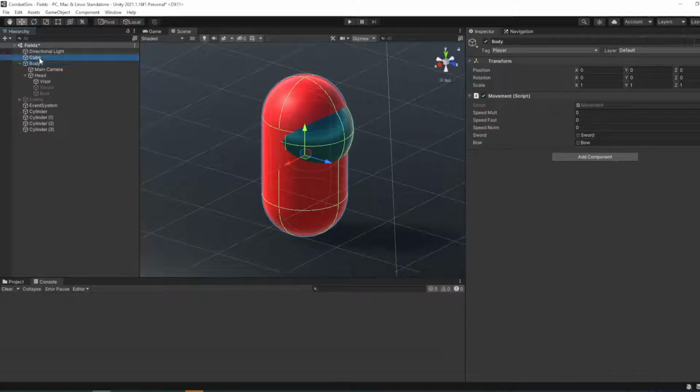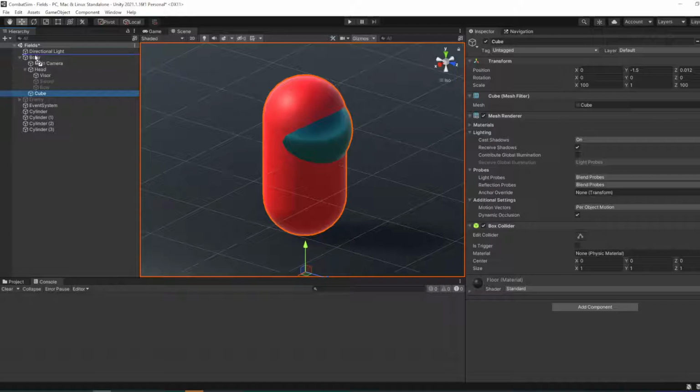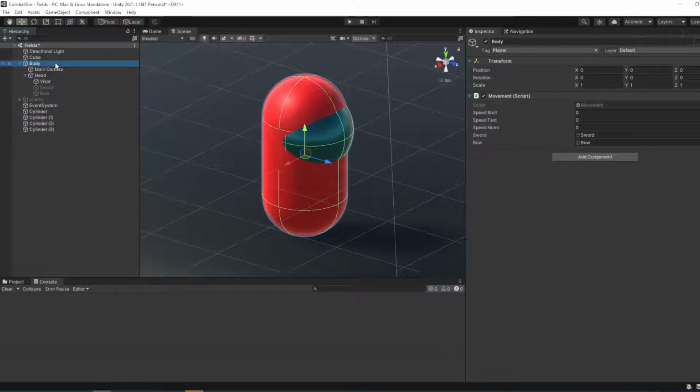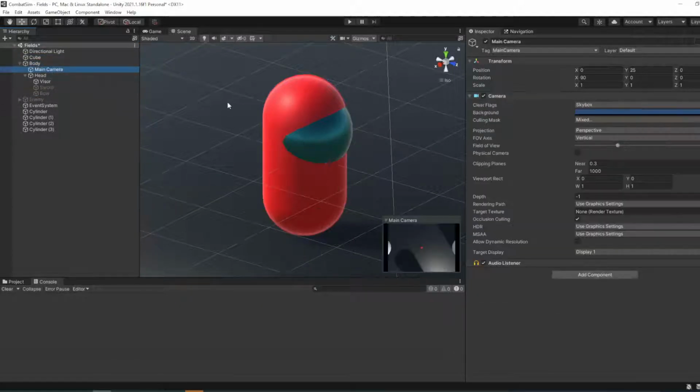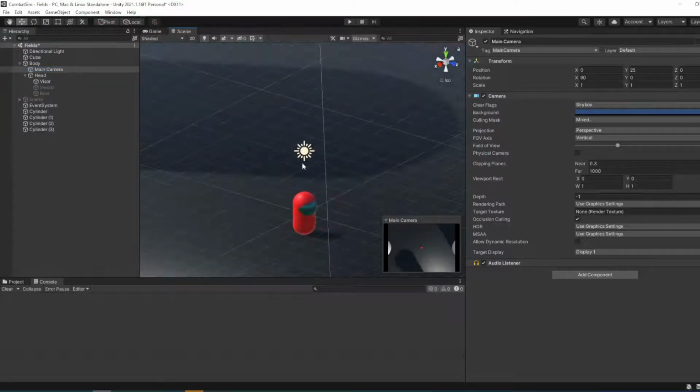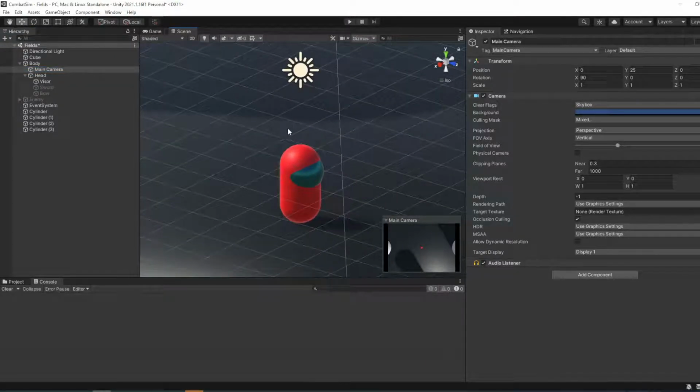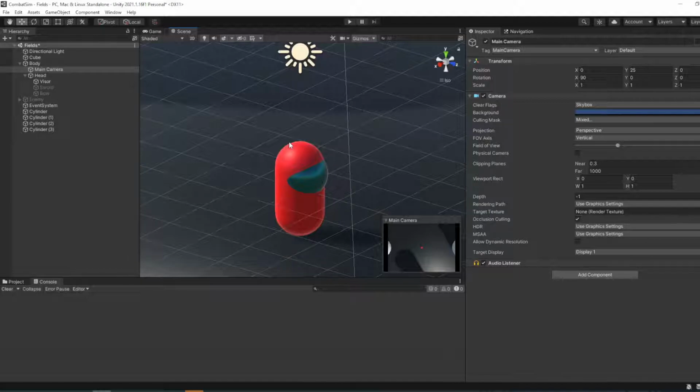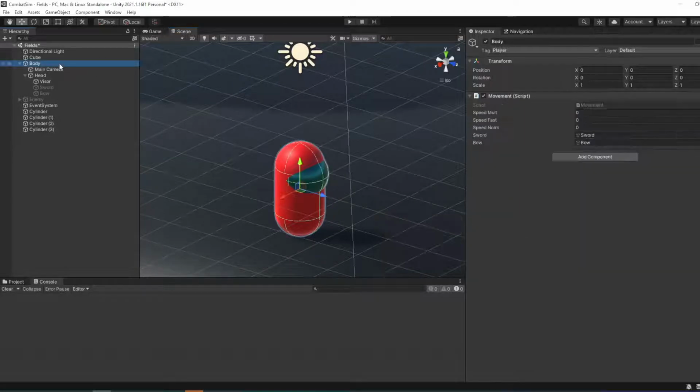To parent or make something a child of something, you just click and drag it on top, and then you can click and drag it out to move it. My main camera is also a child of my body, just so that my character is always centered. But you don't have to do this if you don't want it to always be centered on your screen. So let's actually take a look at the script here.